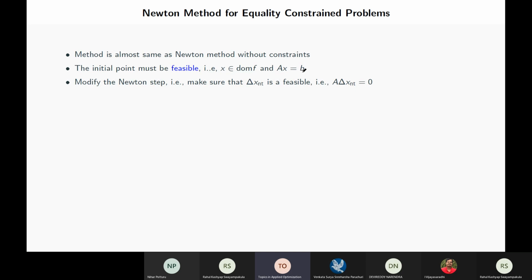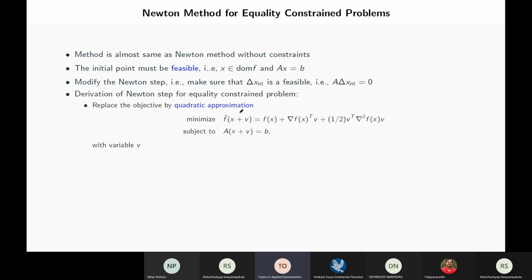Let us say we start with some initial point and make sure that the direction we are taking is a feasible direction, because remember that we are minimizing over x, but it has to be feasible. So it has to be feasible. AX must be b, right?